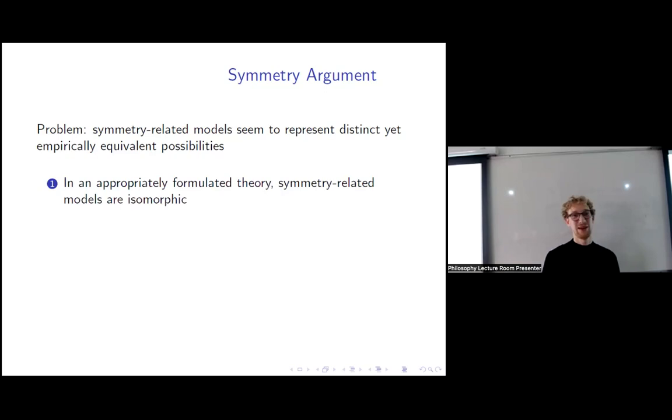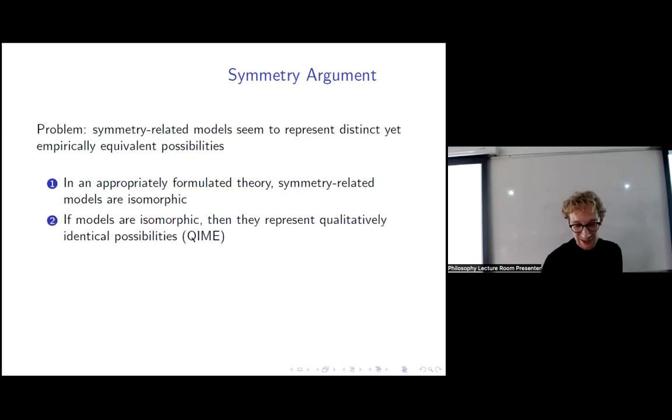And this is a fairly standard response to that problem. The first observation would be that in an appropriately formulated theory, whatever that means, symmetry-related models are isomorphic, right? So this might either just be an observation of a particular theory, or it might be a normative claim that one should reformulate theories in such a way that their symmetry-related models become isomorphic. Now we invoke Quine and we say that if models are isomorphic, then they represent qualitatively identical possibilities. Right? So this direction of Quine is the most interesting, and plays a role in this argument.